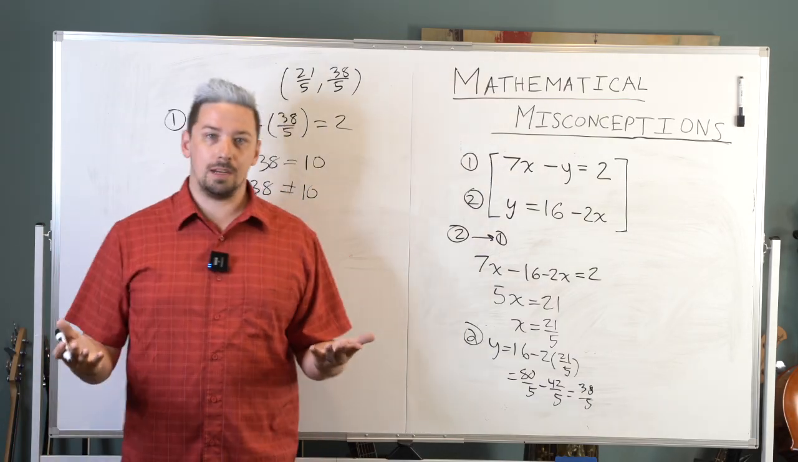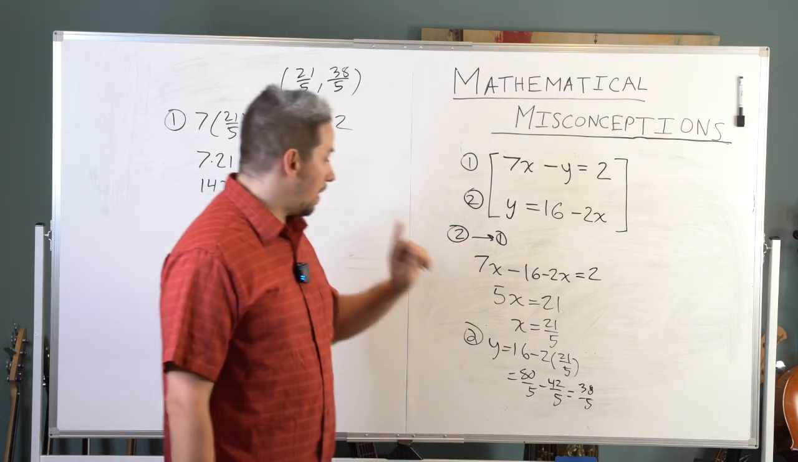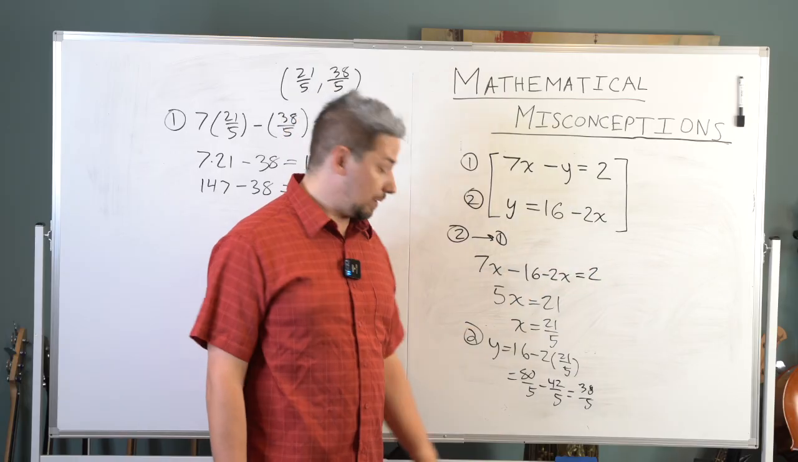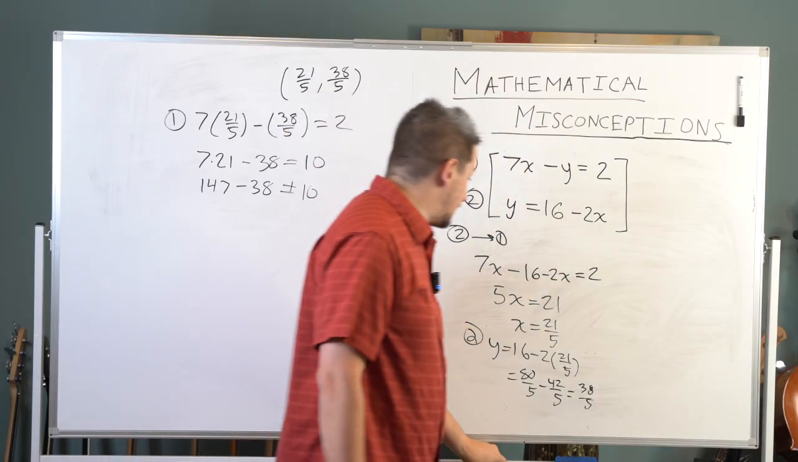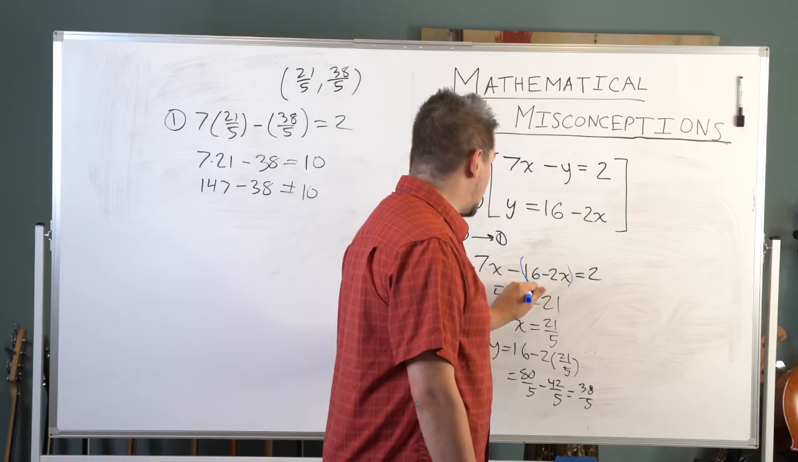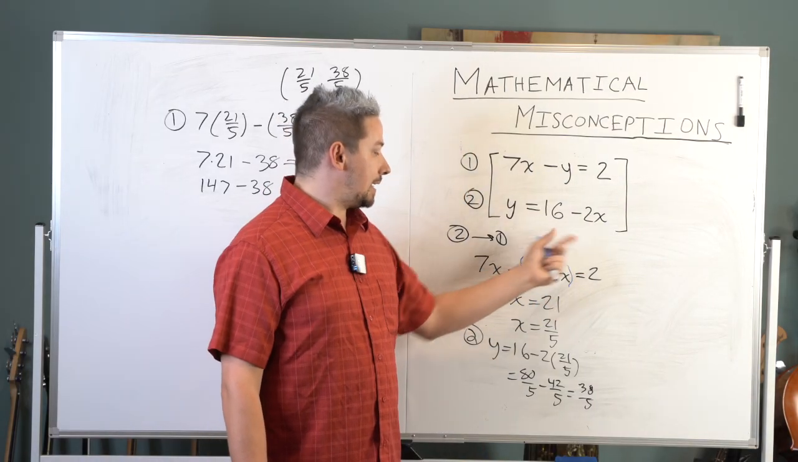So what was the mistake? The mistake I see a lot of times is that when there's what I call binomial substitution, 16 minus 2x is a binomial. A lot of students will forget to put a set of parentheses right here and right here. You have a container right here, right? And your container is defined as y.